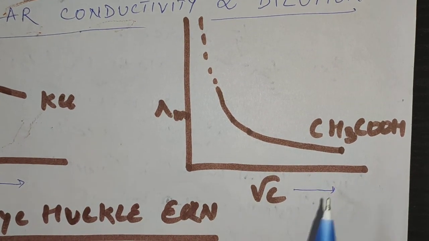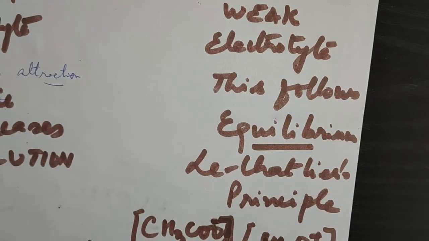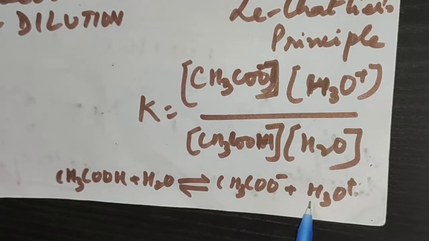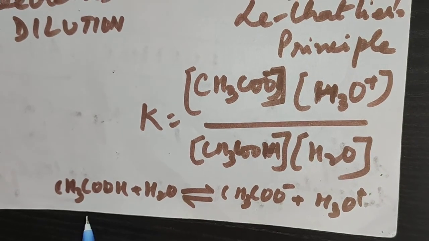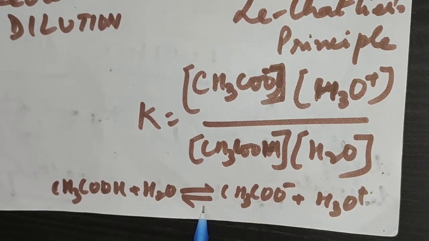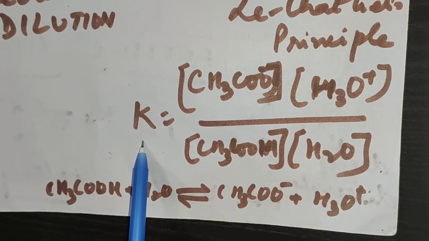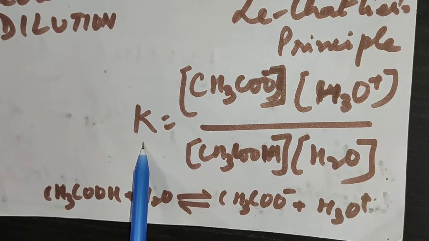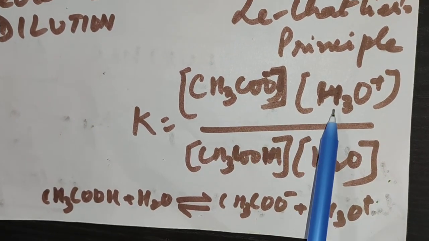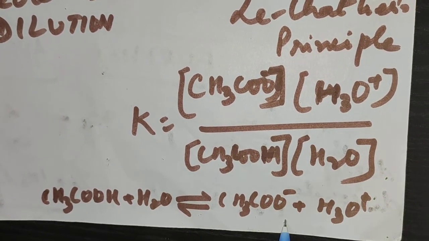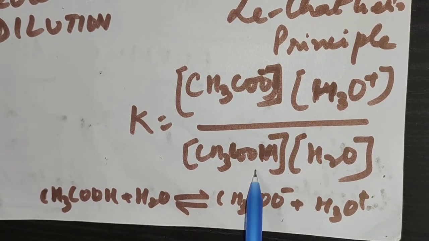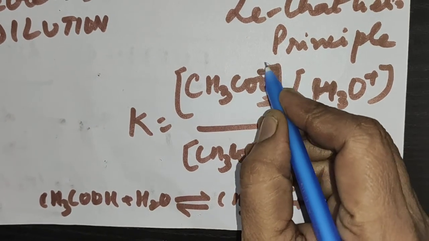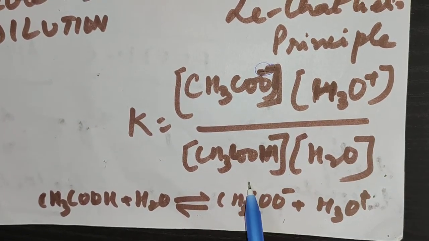So why does this happen? The first reason is weak electrolytes are reversible. All of you know that acetic acid plus water gives acetate ion plus H3O plus. After some time it reverses back. And once a reaction is reversible, it will attain equilibrium, and I have something called the equilibrium constant. This you have seen in class 11. The equilibrium constant is the product of the concentrations of the products divided by the product of the concentrations of the reactants. So here I have acetate ion, H3O plus, acetic acid and water.